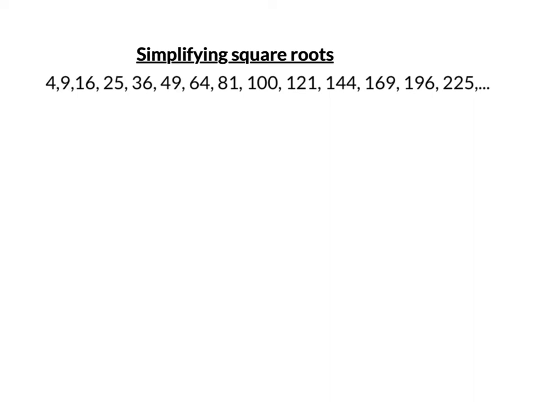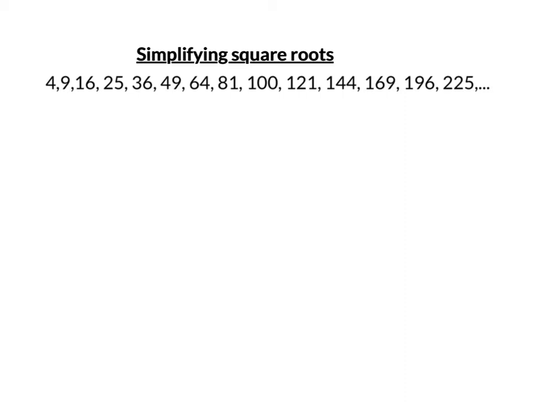Square roots are all about perfect squares. Perfect squares are any number times itself. 2 squared is 4, 3 squared is 9, 4 squared is 16, 5 squared is 25, 6 squared is 36, 7 squared is 49, 8 squared, 8 times 8, is 64, and so on. These are the numbers you can take the square root of and get a nice answer.